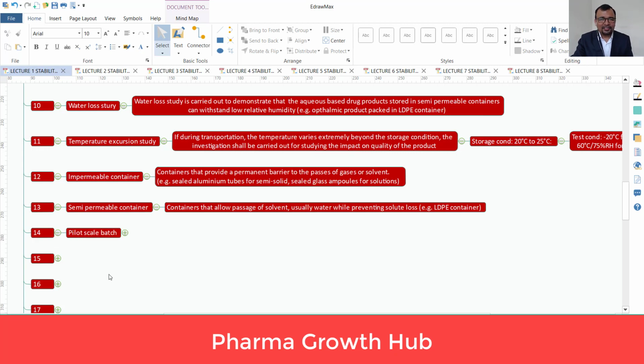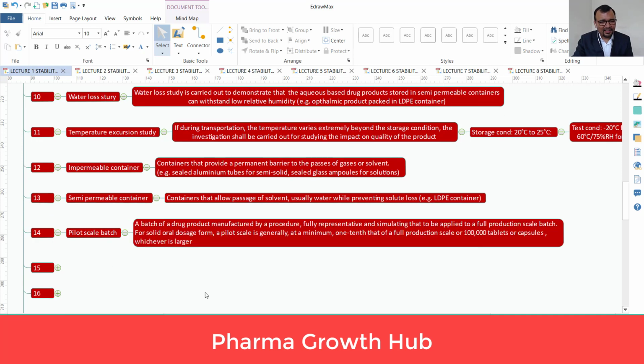The next point is what is meant by the pilot scale batch, and here is the definition. A batch of a drug product manufactured by a procedure fully representative and simulating that to be applied to a full production scale batch. For a solid oral dosage form, a pilot scale is generally at a minimum 1/10 that of a full production scale, or 1 lakh tablets or capsules, whichever is larger or greater. So this is the definition of pilot scale batch.